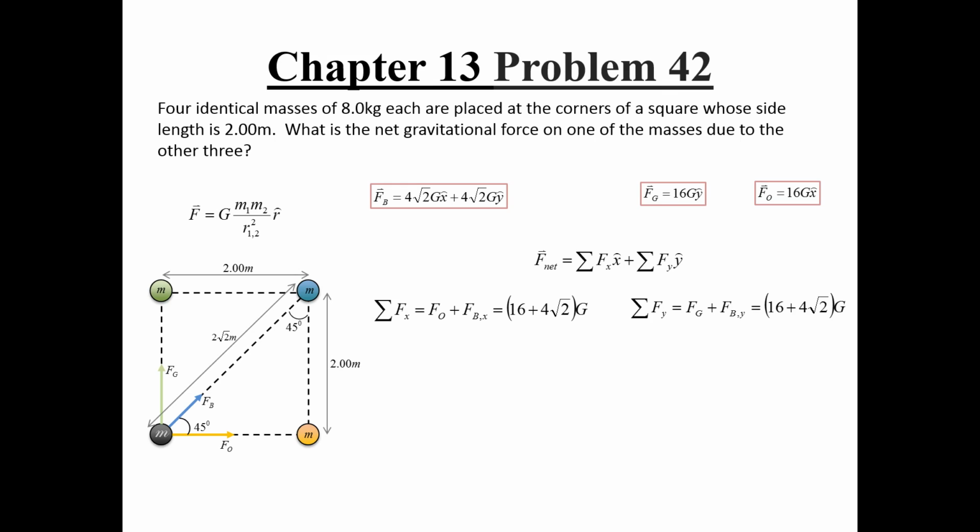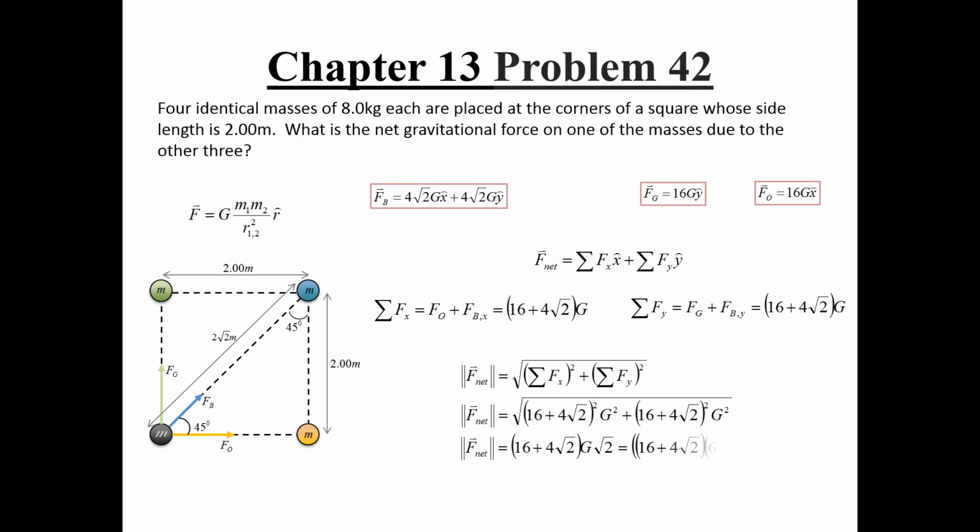The problem would like to know the magnitude of the net force, so we simply need to plug our expression for the x and y components of the force into our familiar equation for the magnitude of a vector. Doing so, we find that the magnitude is the square root of twice the x or y component of the net force, since the components are equal. Simplifying and plugging in the numerical value of G, we find that each mass experiences an attractive force of 2.04 times 10 to the minus 9 newtons directed towards the center of the square due to the other three masses.